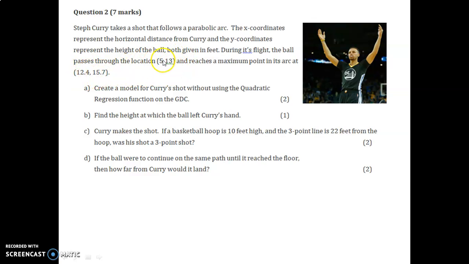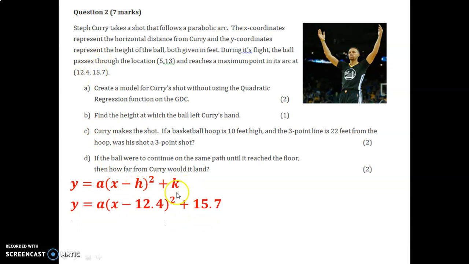If we know the vertex and any other point, we can make a model for a quadratic. If we don't know the vertex, we need 3 points. But if we know the vertex, 2 points is enough. So we're going to create a model for Curry's shot without using the quadratic regression on the calculator. We'll begin in vertex form because we were given the vertex. Replace the h and k with those two values of your vertex here, negative 12.4 and 15.7.